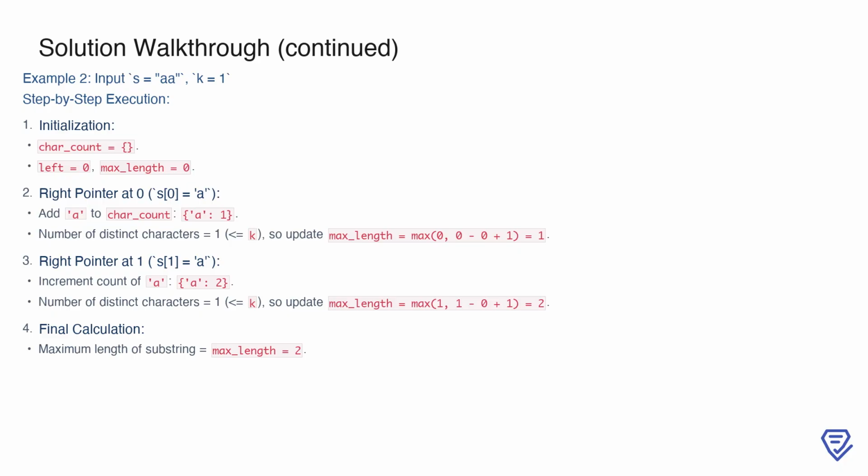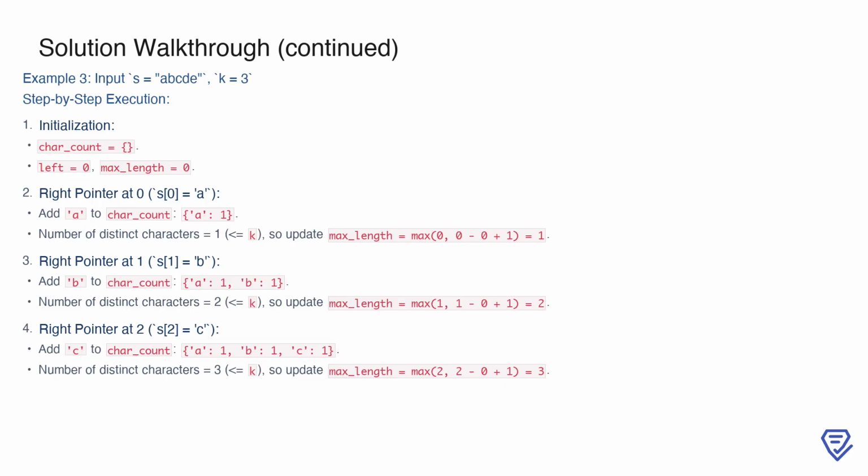At position 1, the character is again a. We increment its count in the dictionary, making char_count a2. The number of distinct characters remains 1, so we calculate the current substring length as 2 and update max_length to 2. Since there are no more characters to process, the final maximum length of the substring is 2.